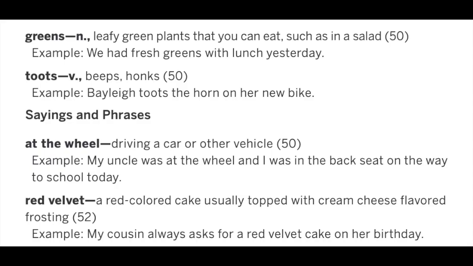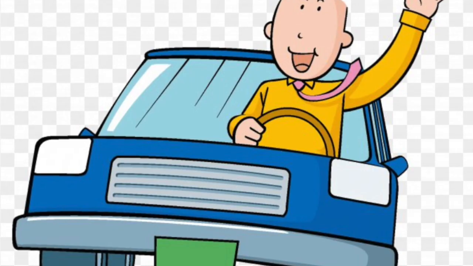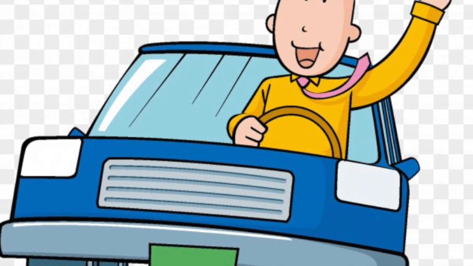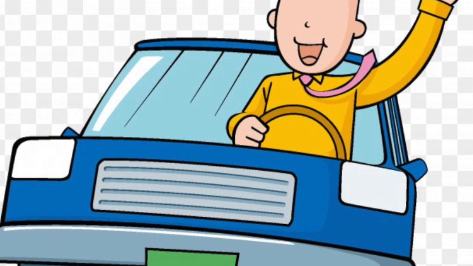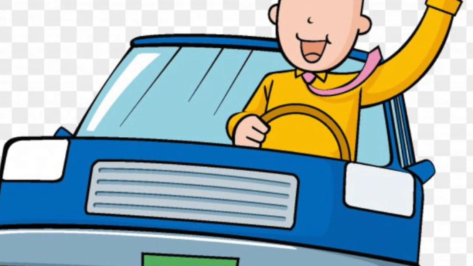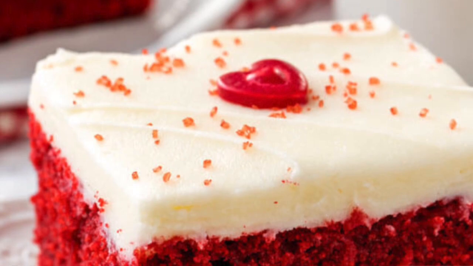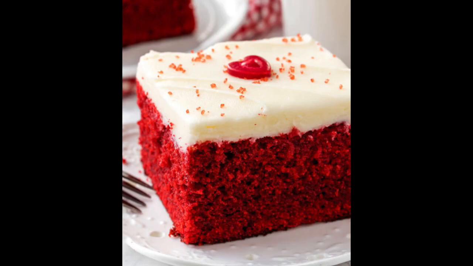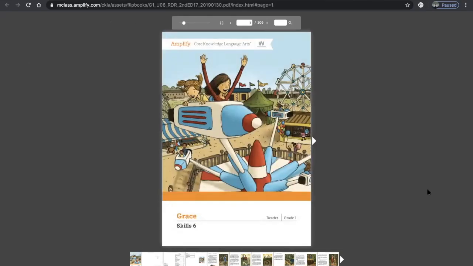Now let's pay attention to some sayings and phrases that will be in the story. One phrase is at the wheel. At the wheel means that you are the driver driving the car. Another phrase is red velvet. A red colored cake that's topped with cream cheese flavor. Red velvet.